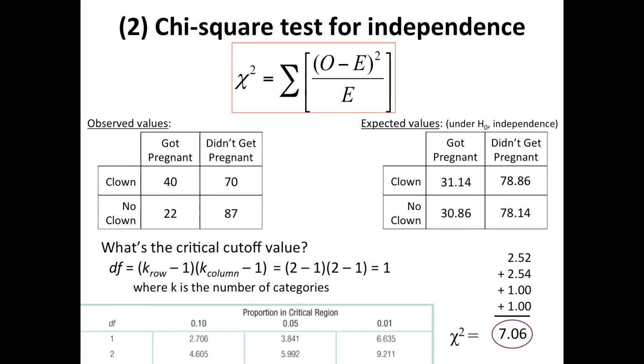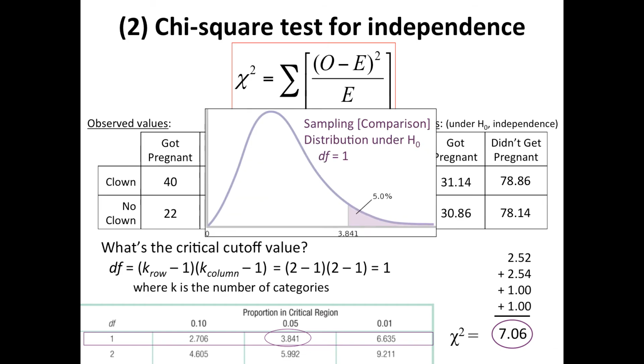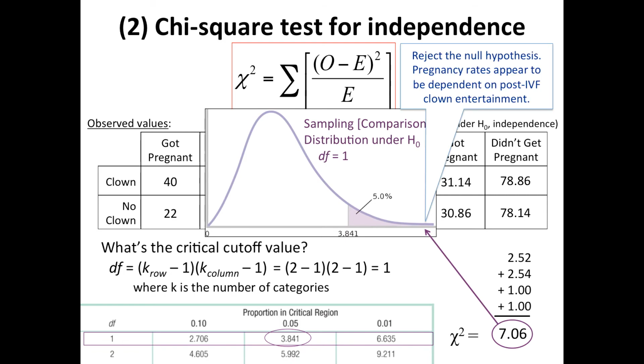So we can use that same table we used in the last problem. And again, using an alpha of 0.05, it turns out we're going to get the same value here as what we used before as our critical cutoff. So our sampling or comparison distribution under the null hypothesis with the degrees of freedom of 1 looks like this. Our chi-square is way off into that tail, so we're going to reject the null hypothesis. Pregnancy rates do appear to be dependent on whether or not women were entertained by a clown post-IVF.